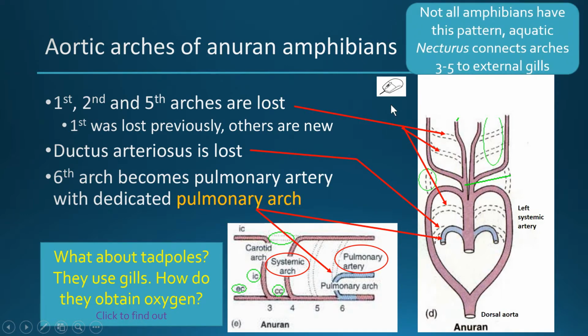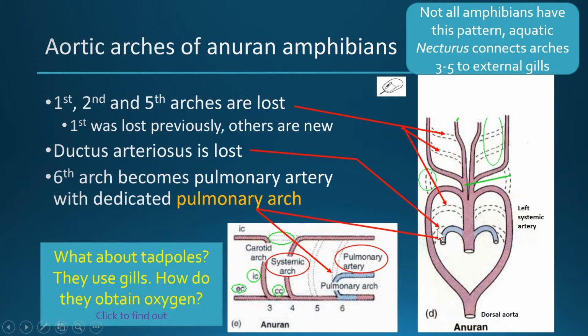Again, to explain why. I also want to point out that not all amphibians have that pattern in the nectarist. They continue them. They actually use 3 through 5 to connect up to external gills. So they're all a little different.